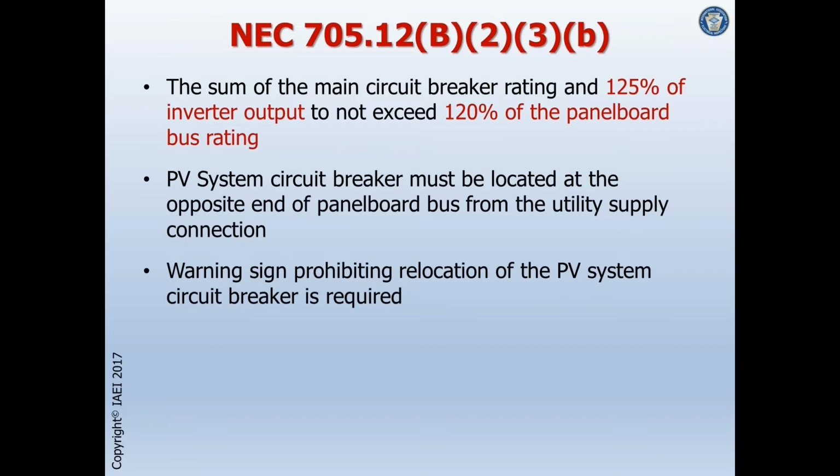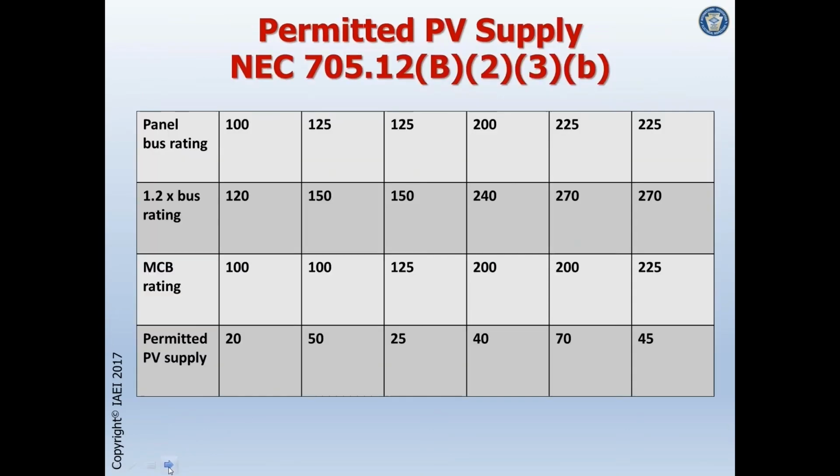There are some limitations. First of all, the PV system circuit breaker must be located at the opposite end of the panel board bus from the utility supply connection. Think of that, and I like Jody's term, it's so that you can soak up that extra current. If you put all the load between the two supplies, what that does is that it allows those loads to draw off the two supplies so that you never end up with too much supply at any one location on the bus bars. And you also have to have a warning sign telling you, hey, don't move this breaker. It needs to stay here.